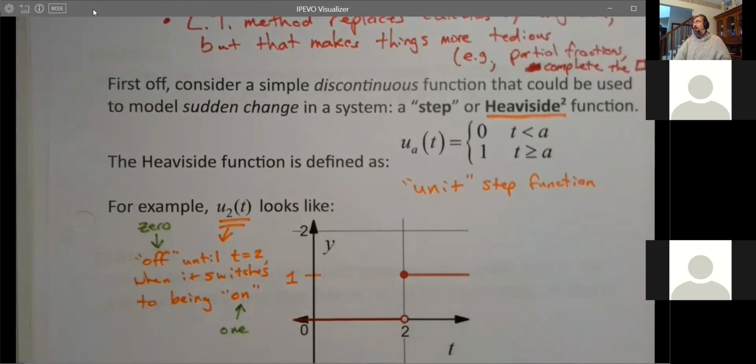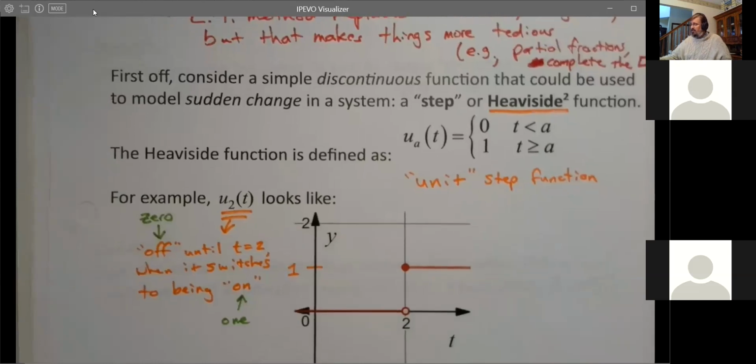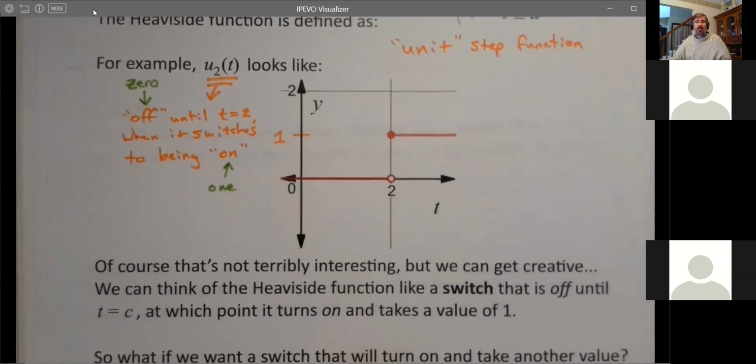Now, it seems like it's so simple, it's so obvious, but usually in mathematics and science, when somebody comes up with something that is so simple and so obvious that everybody else goes, well, duh, those are the moments when somebody has kind of pinned down a big idea, right? Those are the moments when somebody came along and pointed out something or wrote something in a particular way that made perfect sense. So this step function, it's not terribly interesting, but we can get creative.